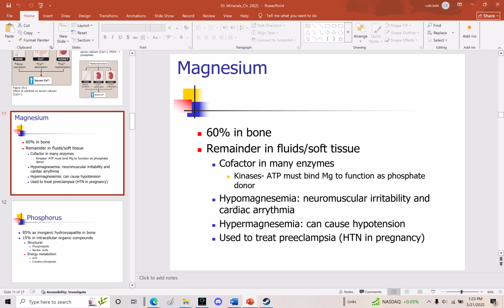All right, so with this one, its function also is in, well, I shouldn't say its function.